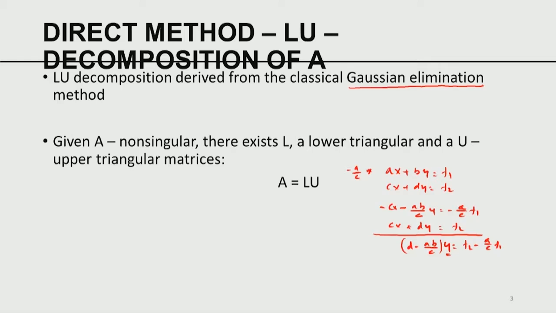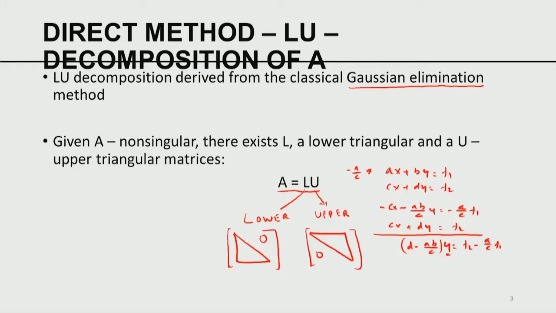This method of Gaussian elimination, when written in the matrix formulation, can be shown to be equivalent to LU decomposition. So, what is LU decomposition? Given a matrix A, I can express it as a product. This is where the multiplicative decomposition comes in. As a product of two matrices, where L is a lower triangular matrix and U is an upper triangular matrix. What is a lower triangular matrix? In a lower triangular matrix, this is non-zero, everything above is 0. In an upper triangular matrix, everything below is 0. Therefore, given any matrix, I can express it as a product of two matrices with special structures: lower triangular and upper triangular.